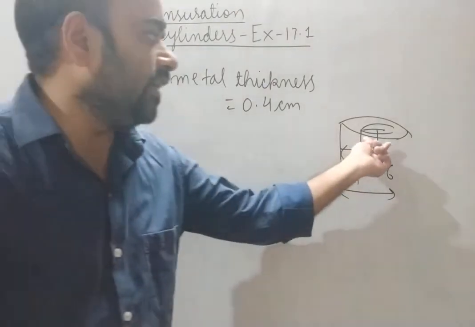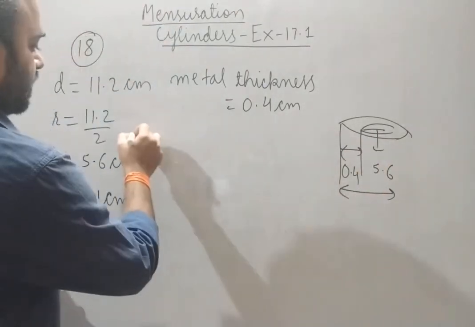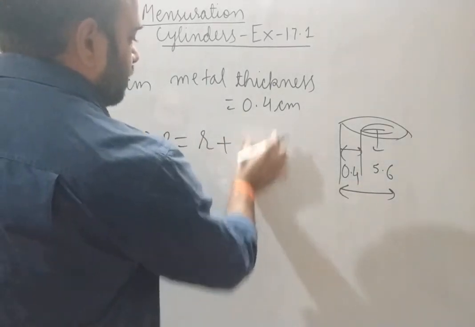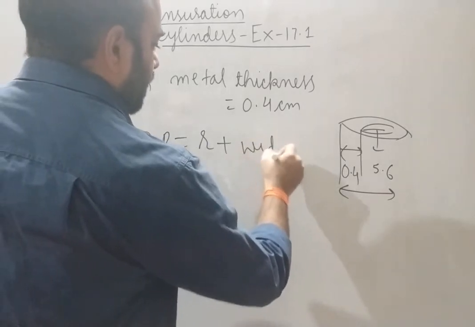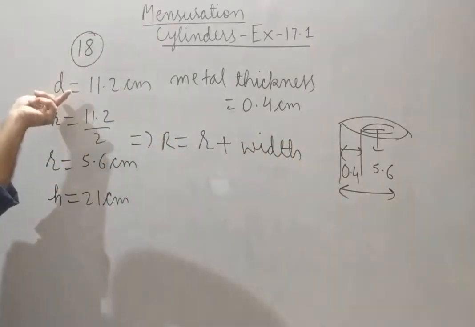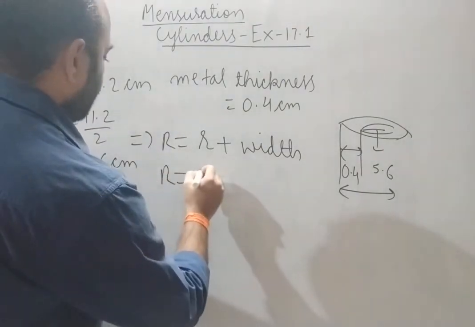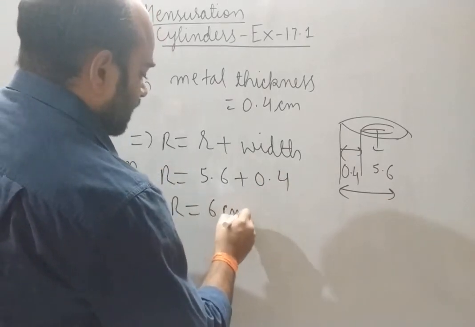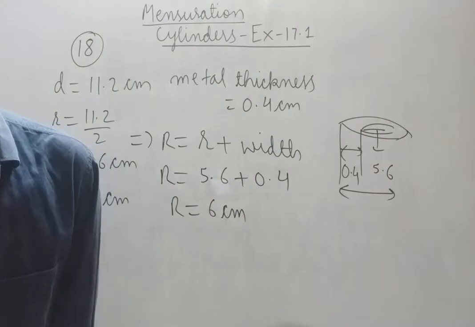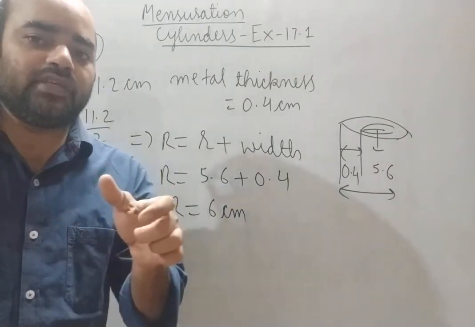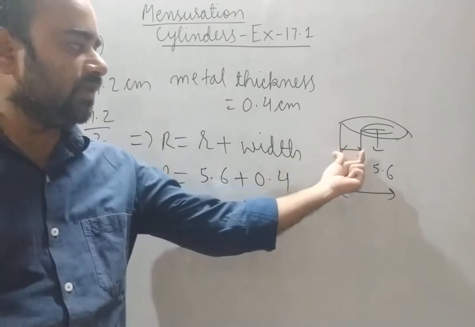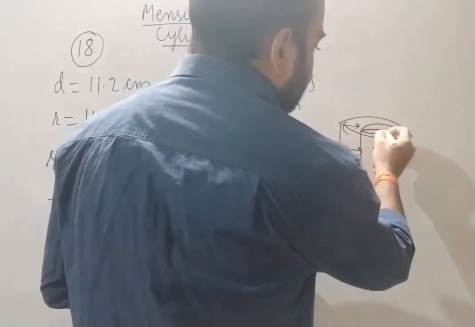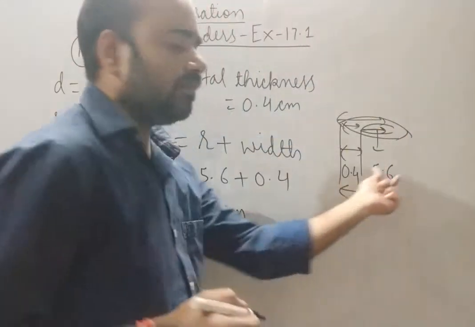External radius is internal radius plus width. It means capital R will be small r plus width, that is width or thickness. D we have already used for diameter, that is why. Then capital R will be 5.6 plus 0.4, that is 6 centimeter. Everywhere units are the same. Correct? So thickness or width of the metal or material means the distance between both the faces, external and internal. This is given, 0.4. This is small r. It means capital R will be, we will add both the values.